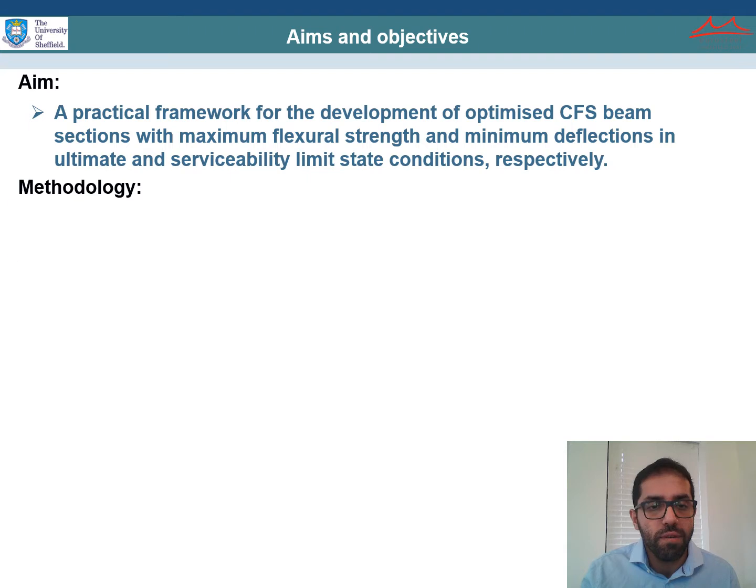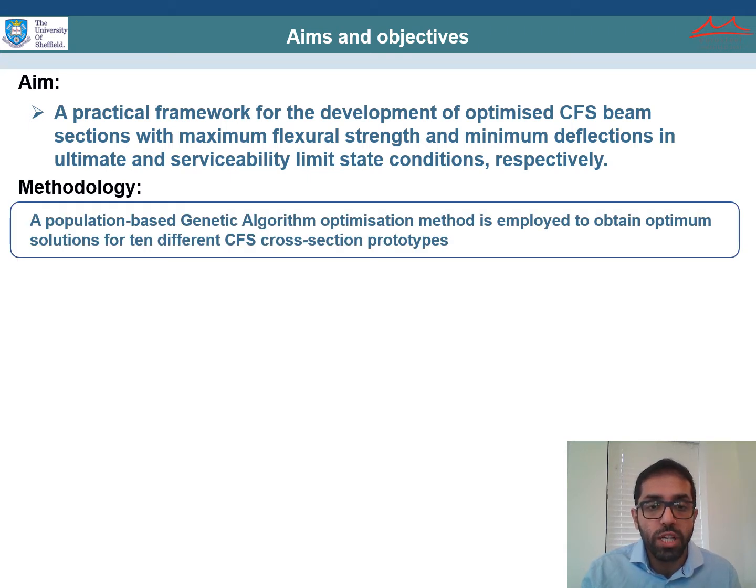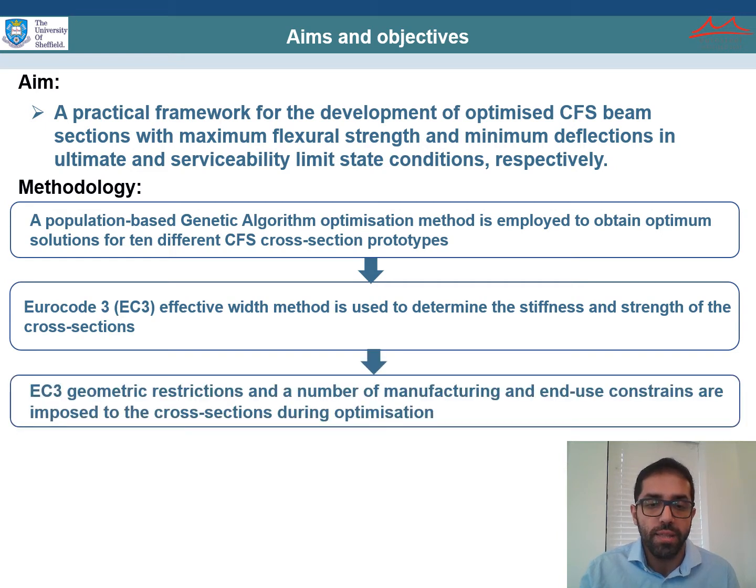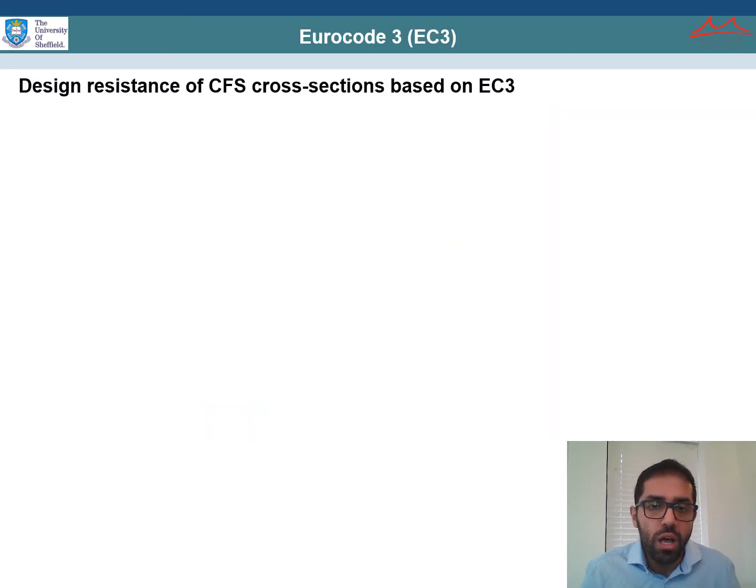And the methodology that we have used in this study is as follows. A population-based genetic algorithm optimization method was employed to obtain optimum solutions for 10 different cross-section prototypes. Also, the Eurocode-3 effective width method is used to determine the stiffness and strength of the cross-sections. And at the end, Eurocode-3 geometric restrictions and a number of manufacturing and end-use constraints were imposed on the cross-sections using the optimization. Eurocode 3 was used to calculate the design resistance of the cross section.